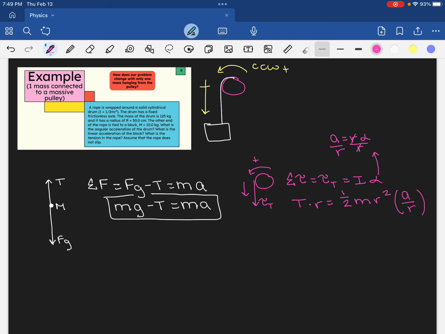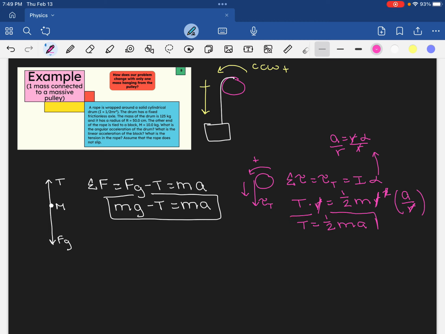Now, cleaning this up, this R right here is going to cancel out with one of these R's. We also have one R on each side, so those get to cancel out. So our final equation is that tension equals 1/2 MA.